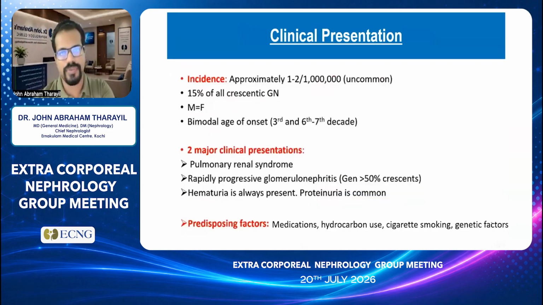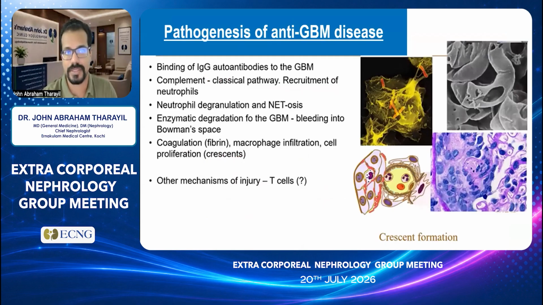Clinical presentation of anti-GBM disease. Anti-GBM disease is very rare. 15% of all crescentic glomerulonephritis is anti-GBM disease. It has a bimodal age of onset, third decade and sixth decade. There are a few major clinical presentations which involve the renal and pulmonary syndrome, rapidly progressive glomerulonephritis. Almost all cases have hematuria, and proteinuria is common. There are certain predisposing factors for anti-GBM disease, which include medications, cigarette smoking, hydrocarbon use, and genetic factors.